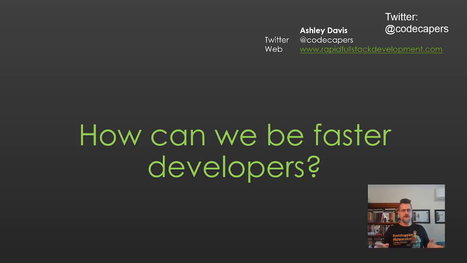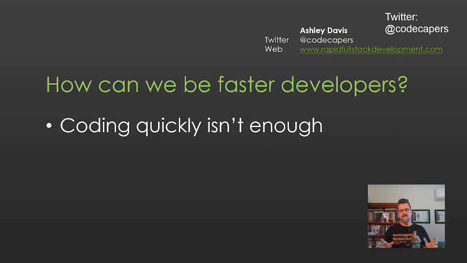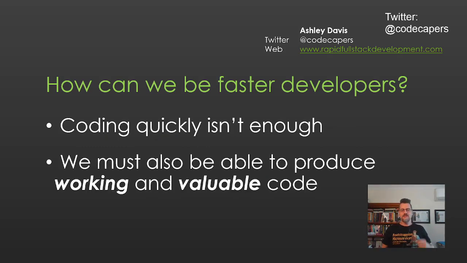So what do we need to do to be faster developers? Rapid development isn't just about being a fast coder. By itself, being able to write code quickly, it's not a worthy goal. It's not even a useful goal. As a software developer, you need to be able to produce working and valuable code. Otherwise, there's no point being able to write code quickly. If you know how to produce code that is both working and valuable, and even if you can do that slowly, you're going to be able to outperform any other developers.